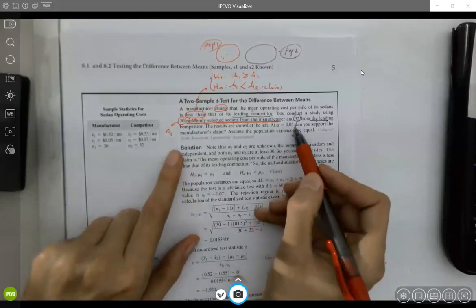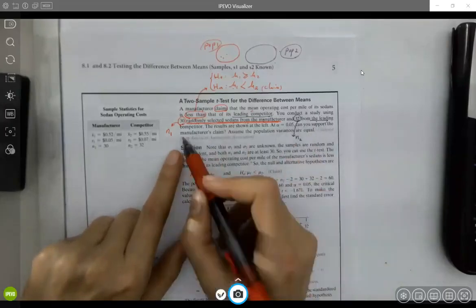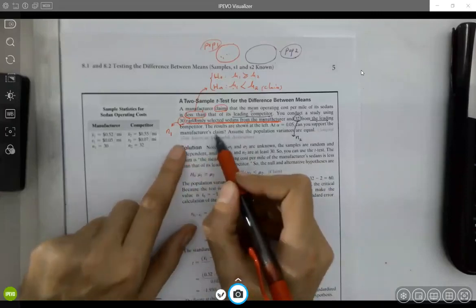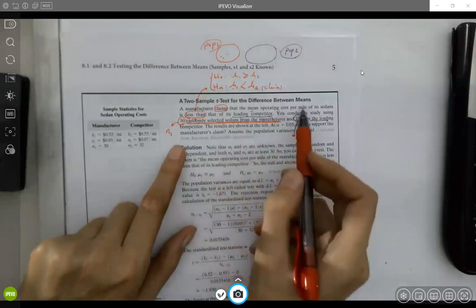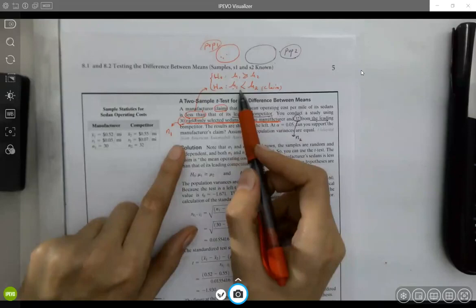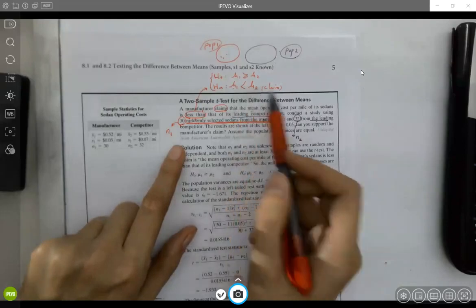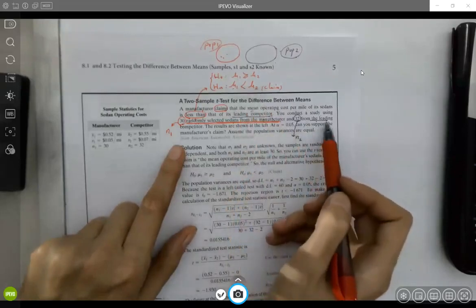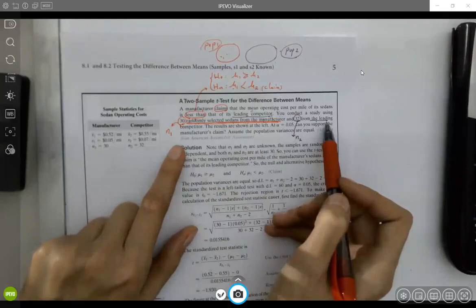At 5% level of significance, can you support the manufacturer's claim that the mean cost is less than the mean cost of the leading competitor? Can you support the claim?